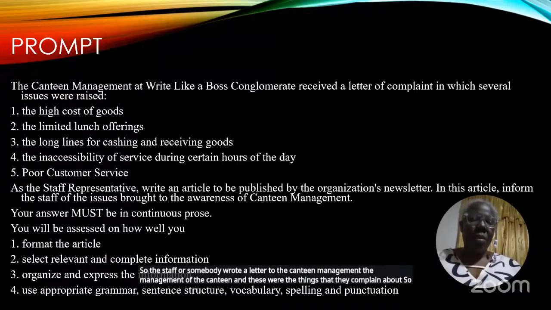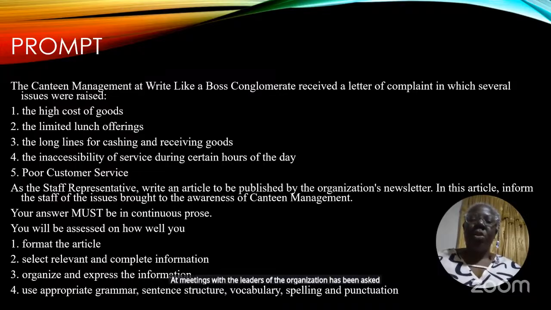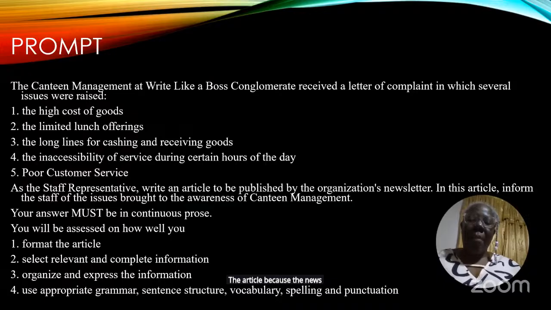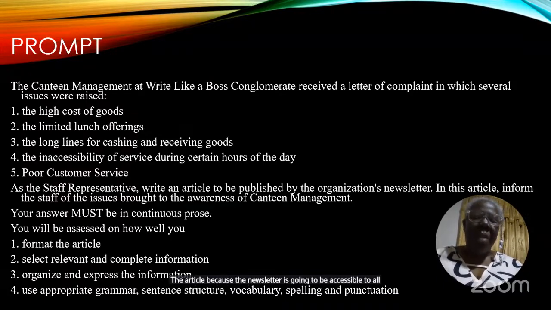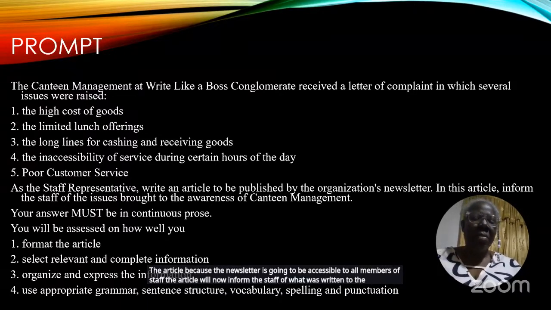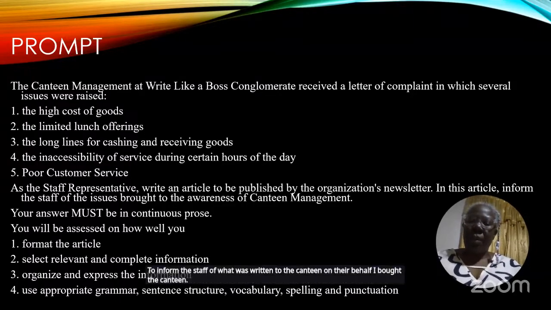So that's the background. And then now, you as a staff member, the person who represents the staff at meetings with the leaders of the organization, has been asked to write a letter so that it can be published in the organization's newsletter. Because the newsletter is going to be accessible to all members of staff, the article will now inform the staff of what was written to the canteen. That's the intent of the article, to inform the staff of what was written to the canteen on their behalf about the canteen. Understand?